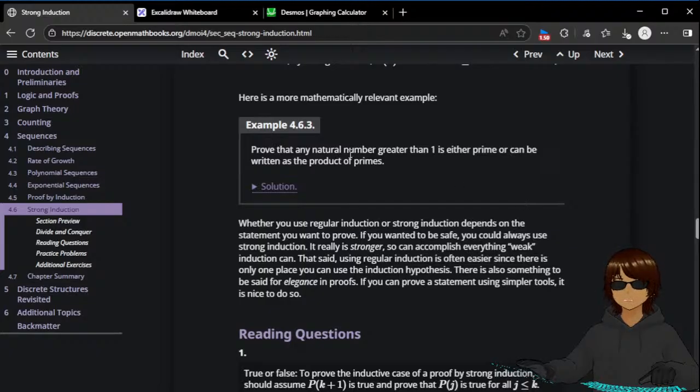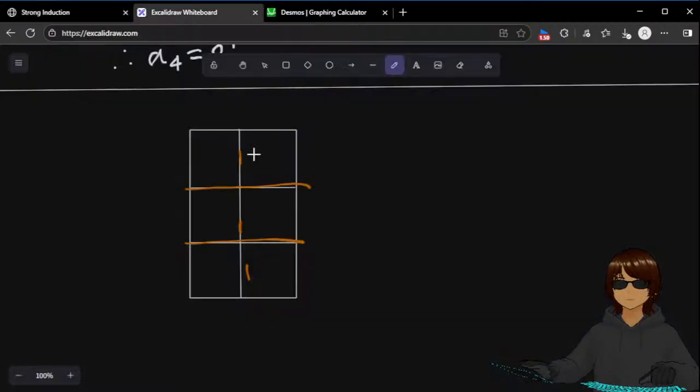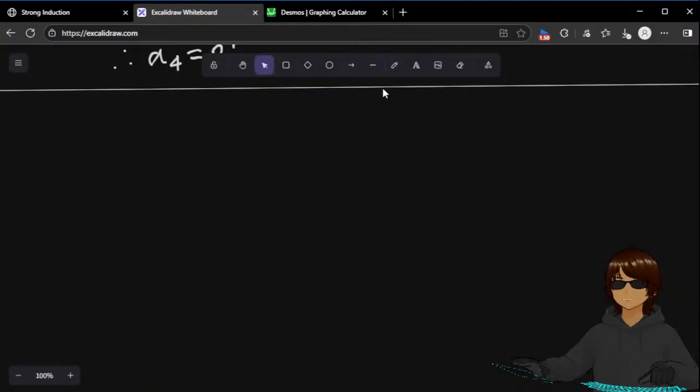Prove that any natural number greater than 1 is either a prime or can be written as a product of primes. Hold on, isn't that trivial? If it's not prime... no, it's not trivial actually. Wait. That's the fundamental theorem of arithmetic, right?